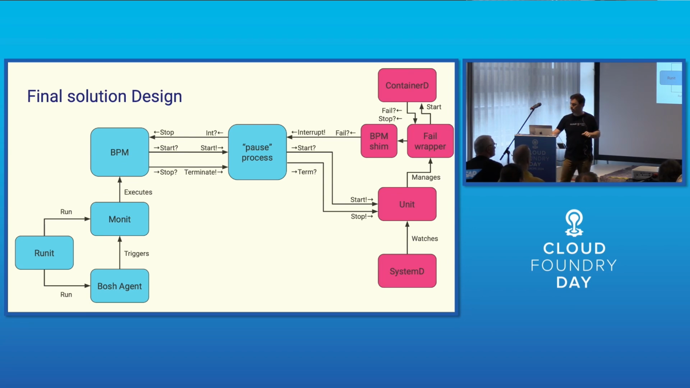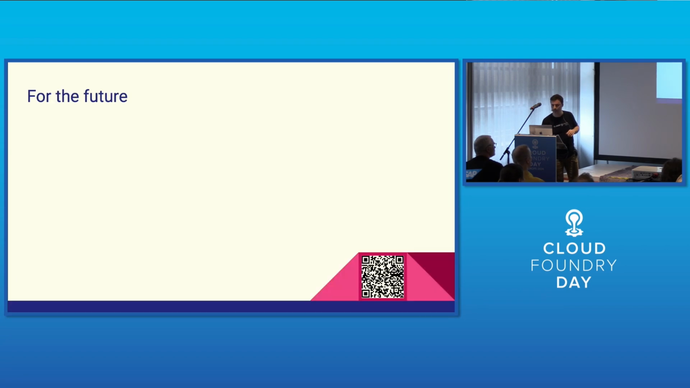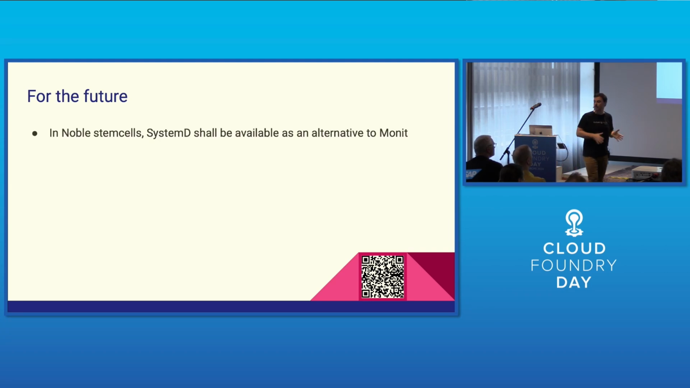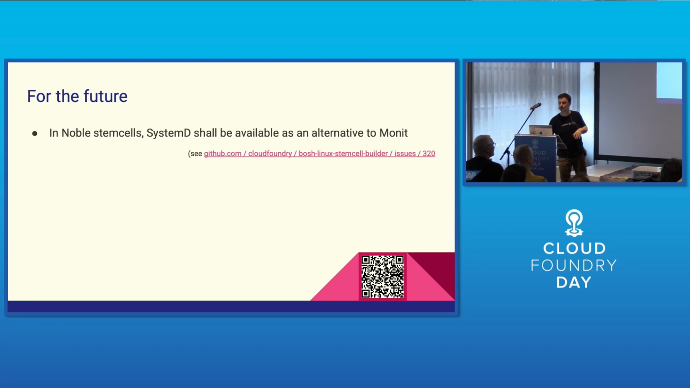So no demo here today. I'm running out of time, actually. And as a conclusion, for the future, it's a very interesting pattern. Because in the novel stemcell, systemd shall be available as an alternative to Monit. Actually, we are not phasing out Monit yet. We just aim at providing an alternative that would be based on systemd. We have so many Bosh releases relying on Monit. We are not ready to transition smoothly yet.